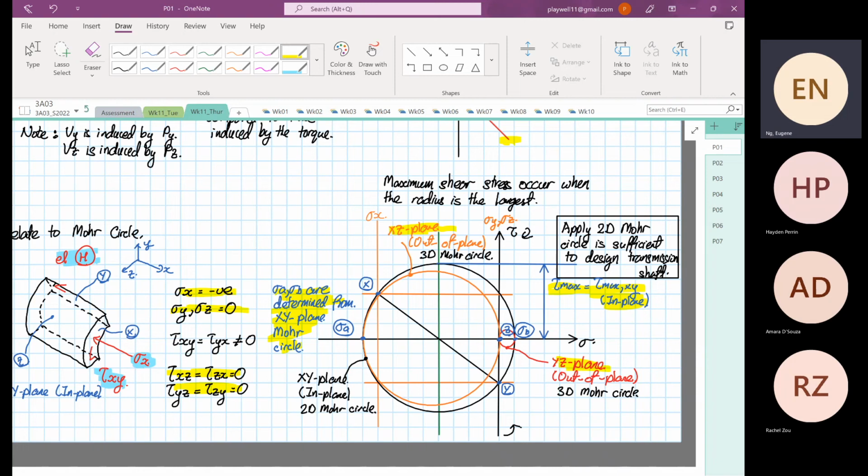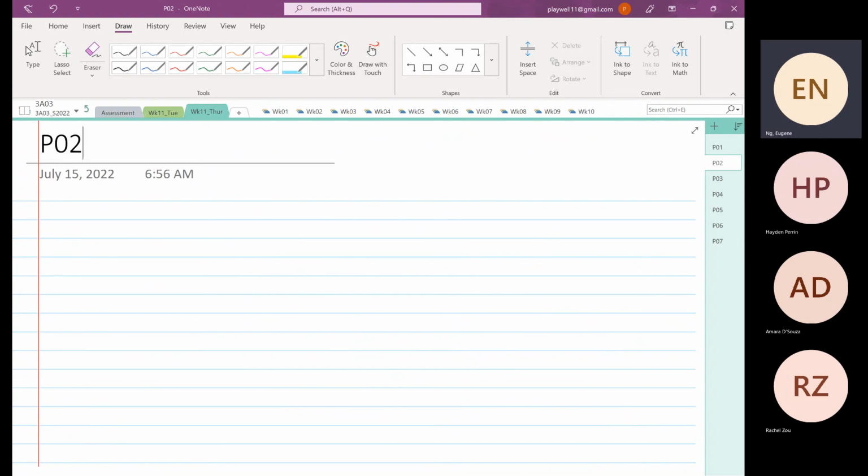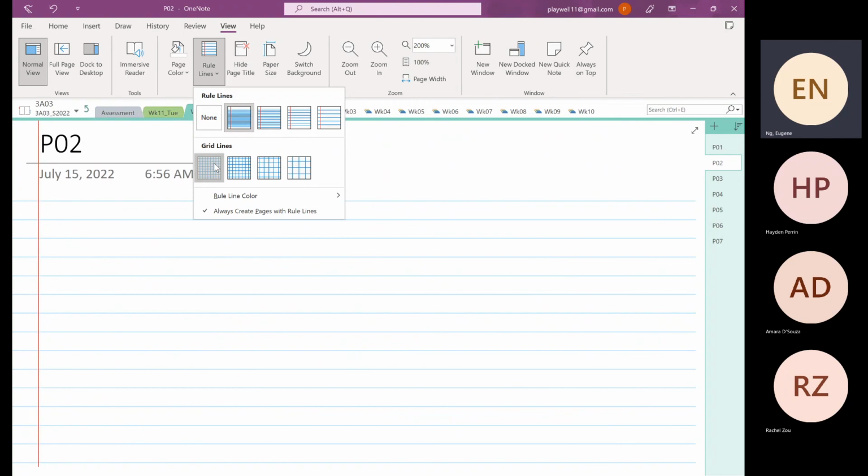With this in mind, we are going to derive a series of formulas to relate the stresses that we calculate to 2D Mohr circle, and also to apply the boundaries of the yield strength into the design of the shaft. So now let me quickly construct our Mohr circle.